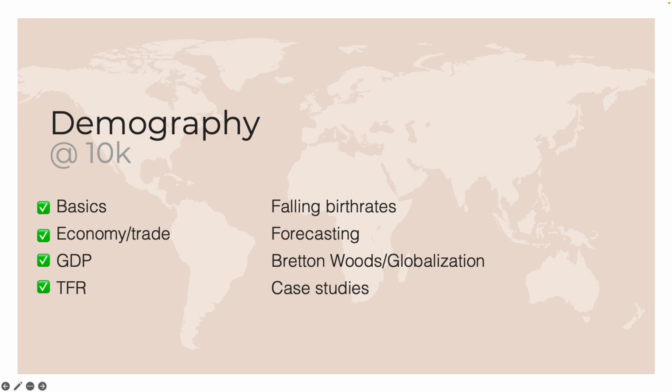In part 2, we continued building our theoretical knowledge. We looked at trade and a country's total fertility rate, or TFR. In part 3, we'll look at what causes birth rates and forecasting, and if we get to it, globalization and demographics.